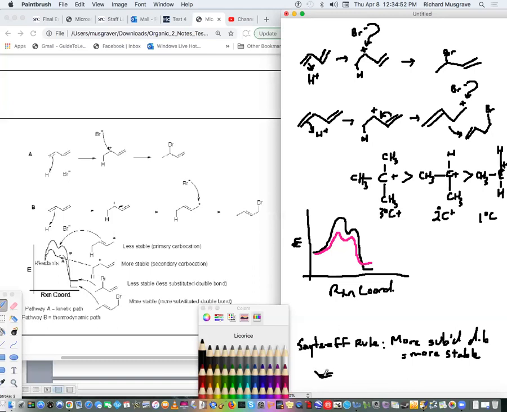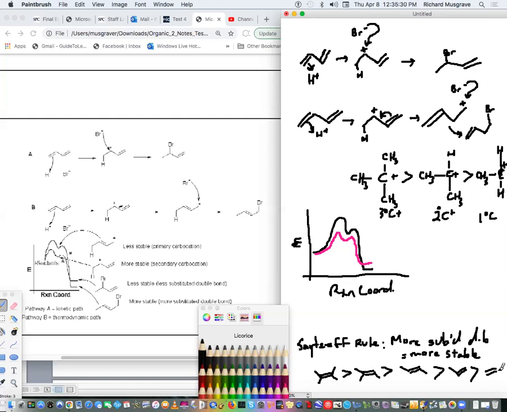So the Zaitsev rule basically says that this situation is the most stable, followed by this one, followed by this one, followed by this one, followed by this one. In each case, I'm starting out here with 4 C's connected to the double bond, and then 3, then 2, then 1, and then none. So the more substituted the double bond is, the more stable it is.